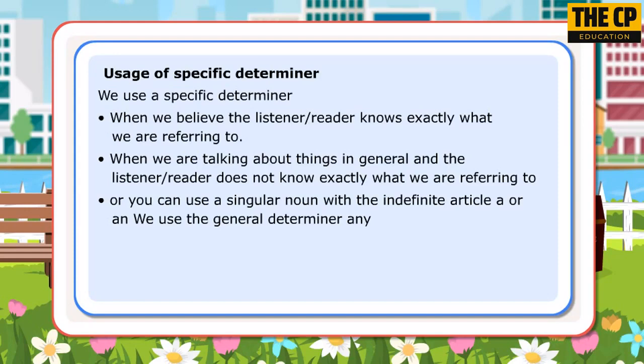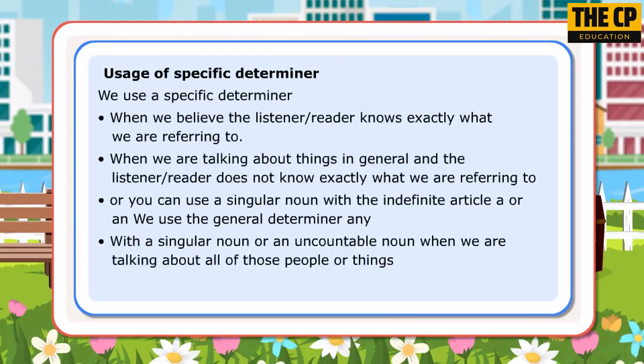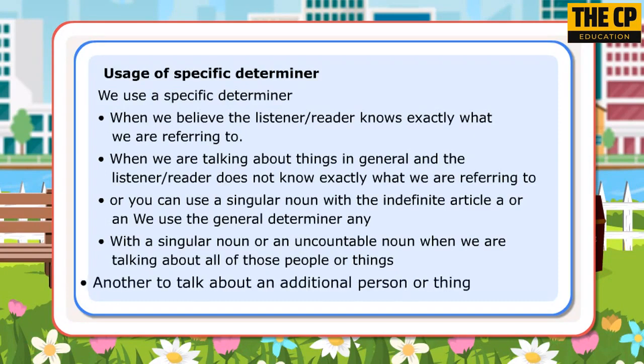We use the general determiner any with a singular noun or an uncountable noun when we are talking about all of those people or things. Another to talk about an additional person or thing.